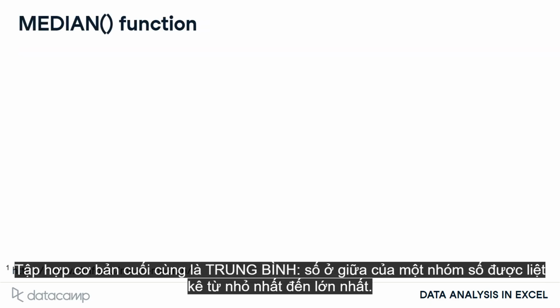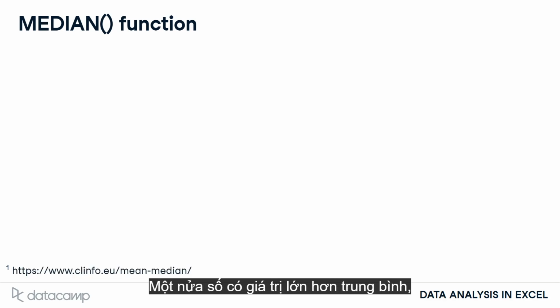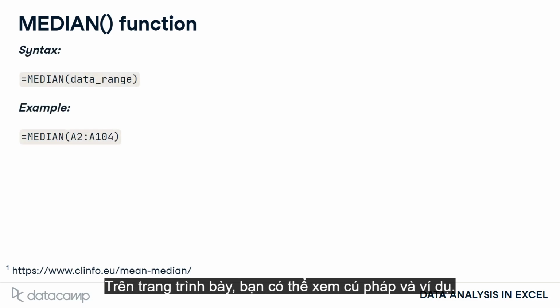The last basic aggregation is median, the middle number of a group of numbers listed smallest to largest. Half the numbers have values that are greater than the median, and half the numbers have values that are less than the median. On the slide, you can see the syntax and an example.